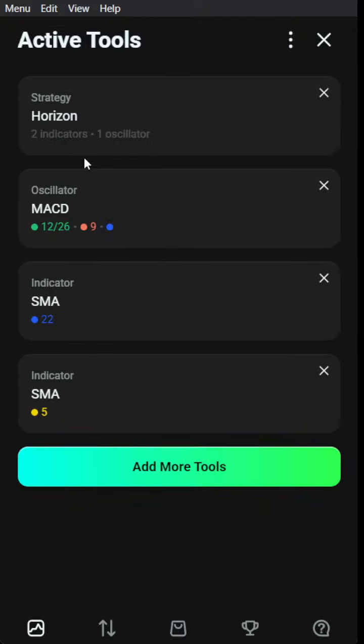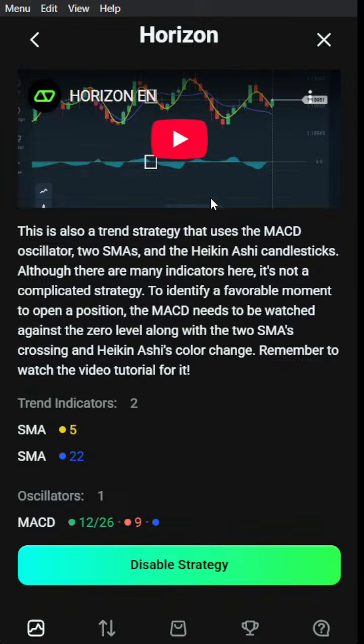So you are learning 2 strategies today. You learned Jacktar. Now let's go to horizon. Horizon has 2 SMAs, SMA 22 and SMA 5, and MACD. Even I was confused whether I was doing it the right way.